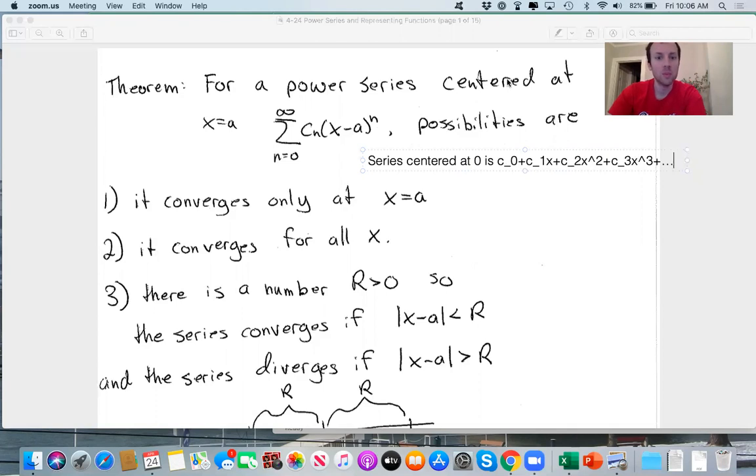And part of what makes power series really nice mathematical objects, we'll see a lot of things which can make them nice, is that the question, when do they converge? There aren't a lot of different answers to that question. So the options are either it only converges at a, and in that case, if you put in a, every x minus a to the n is 0, so you only get whatever your constant term is. One option is that it converges for every x.